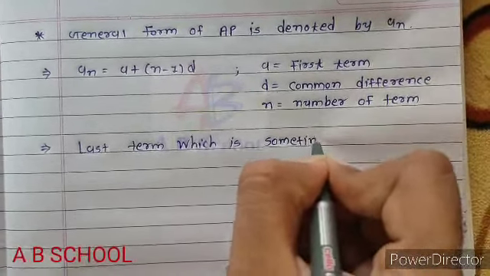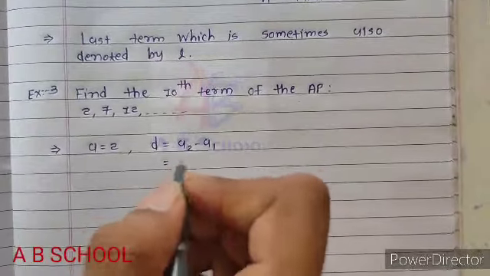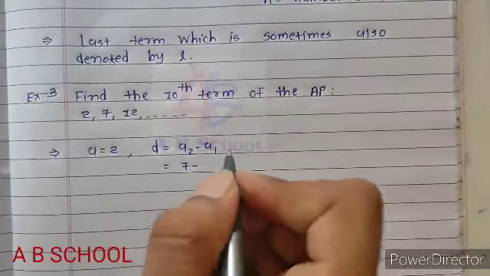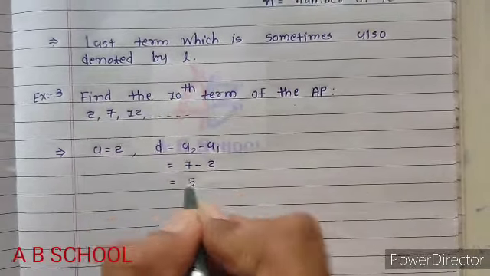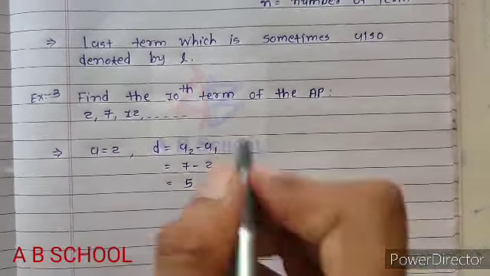Now example number 3, find the 10th term of AP 2, 7, 12. So here value of A, first term of AP, A is equal to 2, common difference D is equal to A2 minus A1. Value of A2 is 7 minus A1 is 2. So common difference D is equal to 5. Total number of terms N is the 10th term, so N equal to 10.